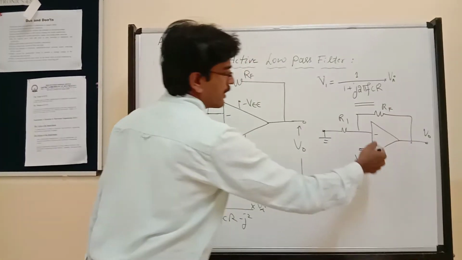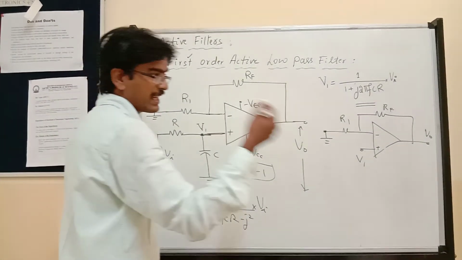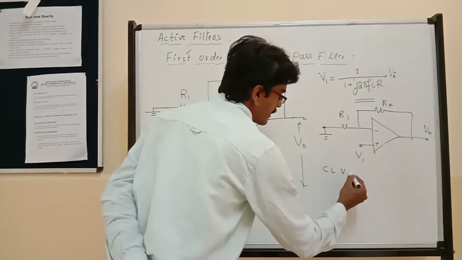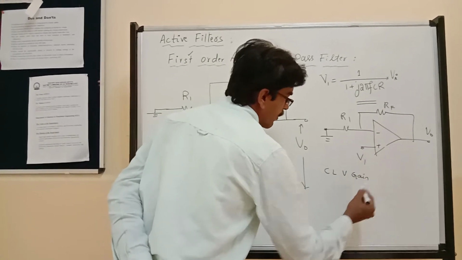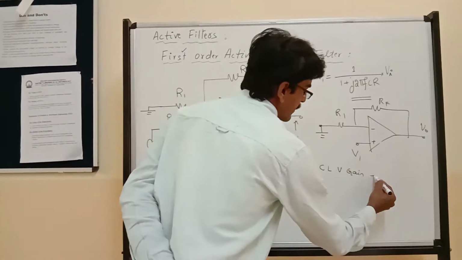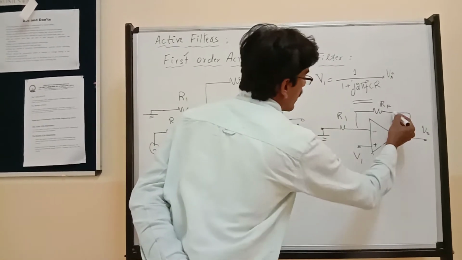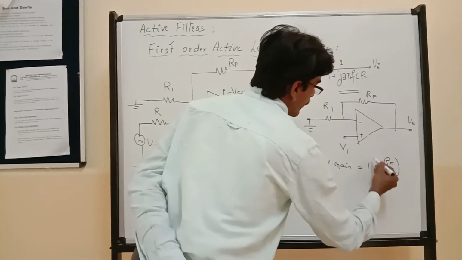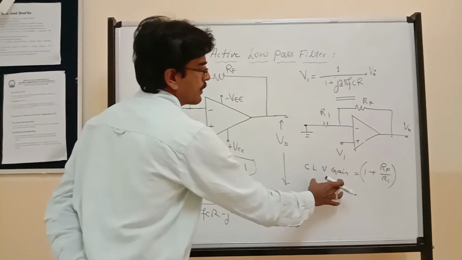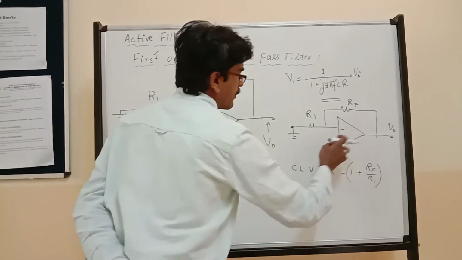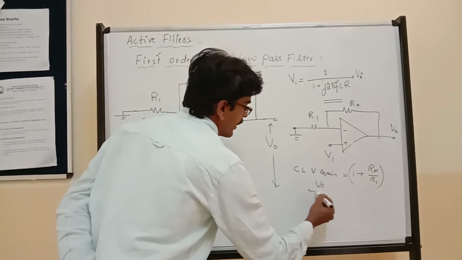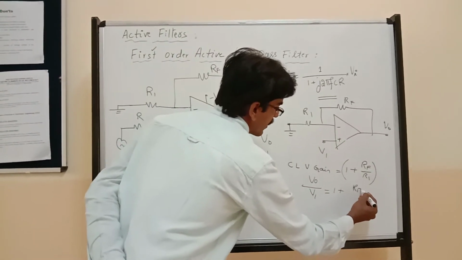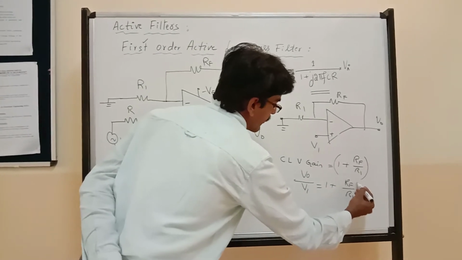So for this non-inverting amplifier, what is the gain? What is closed loop voltage gain? That is given by 1 plus RF by R1. What is closed loop gain? Output voltage by input voltage, that is V0 by V1 is equal to 1 plus RF by R1.